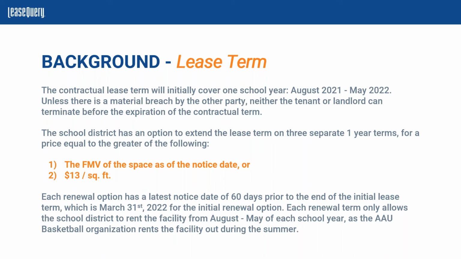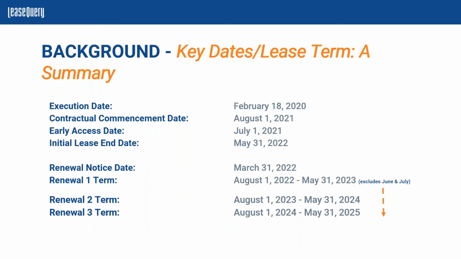So again, both the contractual lease term and the renewal options are from August 1st to May. And the reason is because the AAU basketball organization rents the facility out during the summer. So you may remember Rachel talking about the interruption period, being able to utilize the asset for a period of time, but maybe providing access to another third party at another time. We have a contractual commencement date as of August 1st of 2021, where the city is providing early access starting July 1st of 2021. So this is in advance. And the initial lease end date is going to be May 31st of 2022.